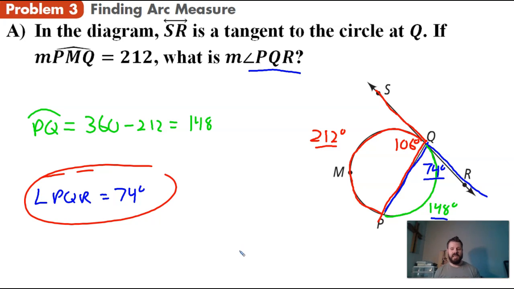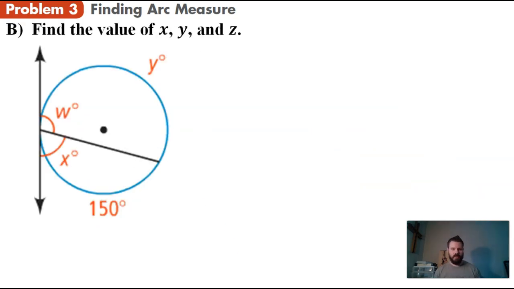Problem B is the exact same idea. You're going to have to find a few more angles though. Why don't you take a minute, pause the video, work through B, and then hit play to check your answers out. Alright, let's go through this one.